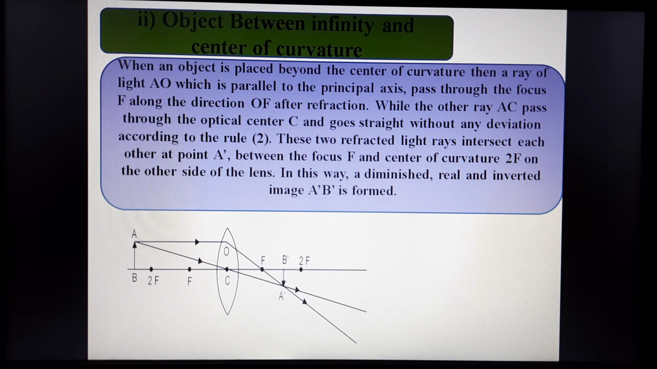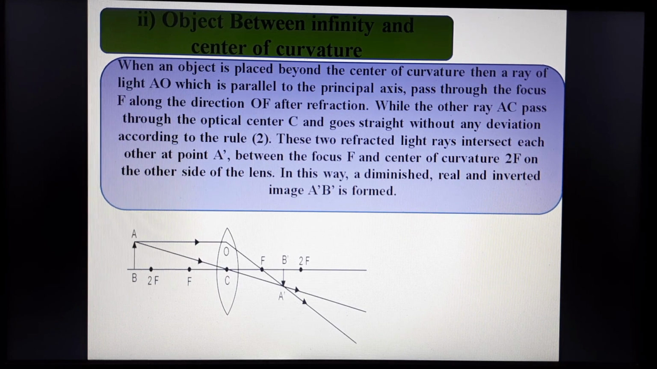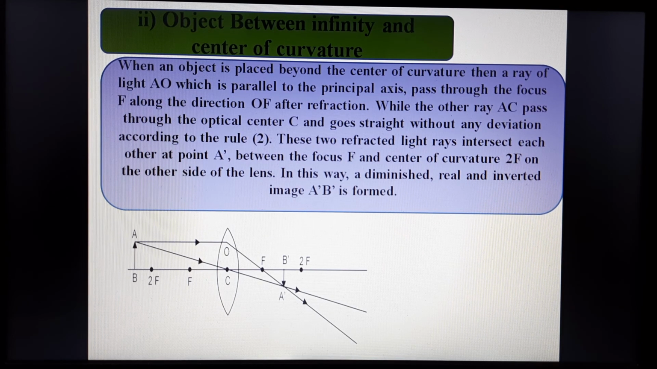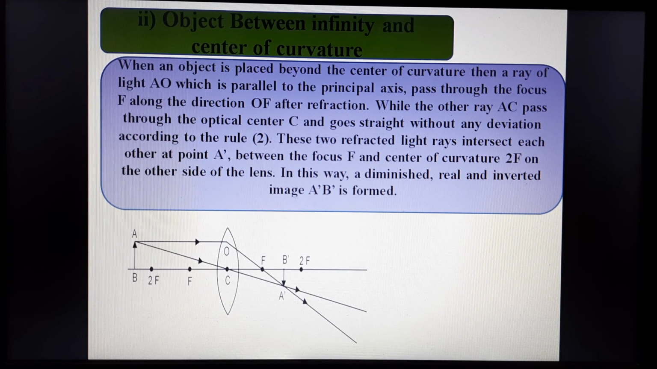While the other ray AC passes through the optical center C and goes straight without any deviation, according to the rule. These two refracted light rays intersect each other at point A prime, between the focus F and center of curvature 2F on the other side of the lens. In this way, a diminished, real and inverted image A prime B prime is formed. So this is the ray diagram for when the object is placed between infinity and center of curvature.